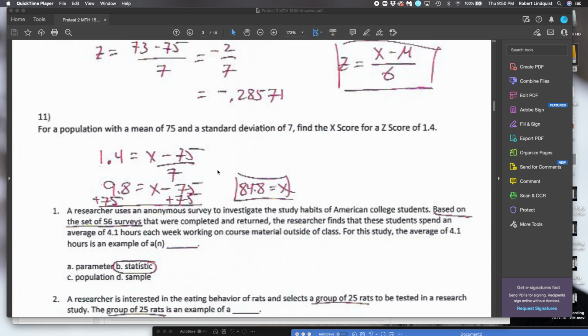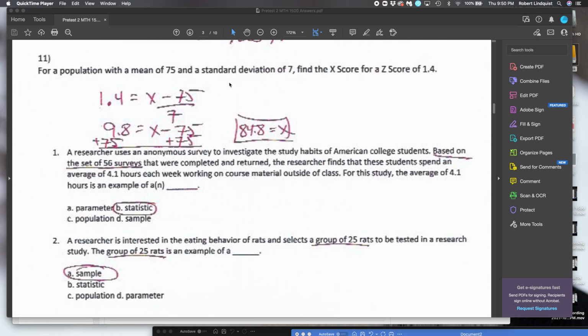Okay, number 11. For a population with a mean of 75 and a standard deviation of 7, find the x-score if the z-score is 1.4. So now you're going to put the 1.4 into the z-score area. I don't know the x-score, so I'm going to leave that as x, minus 75, because that's the mean, over 7. Multiplying both sides by 7, I get 9.8 equals x minus 75. Adding 75 to both sides, I get 84.8. And that's my correct answer.